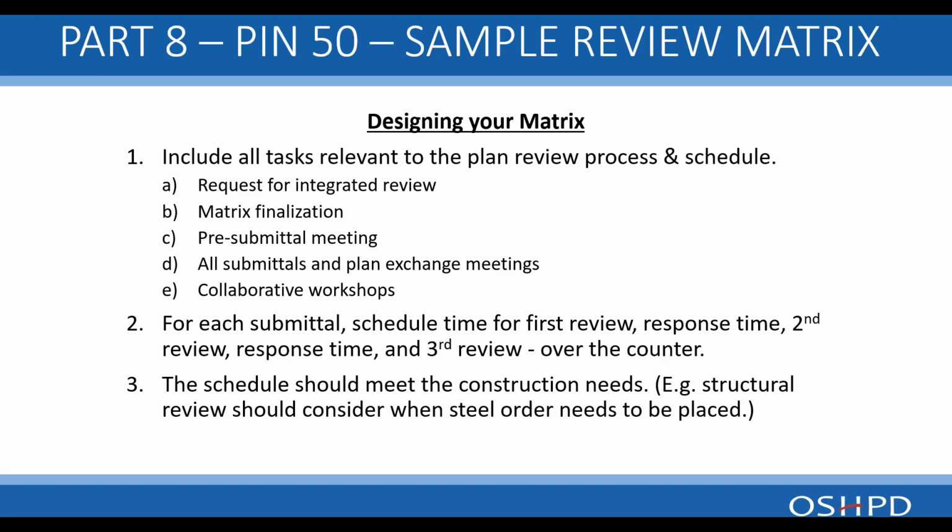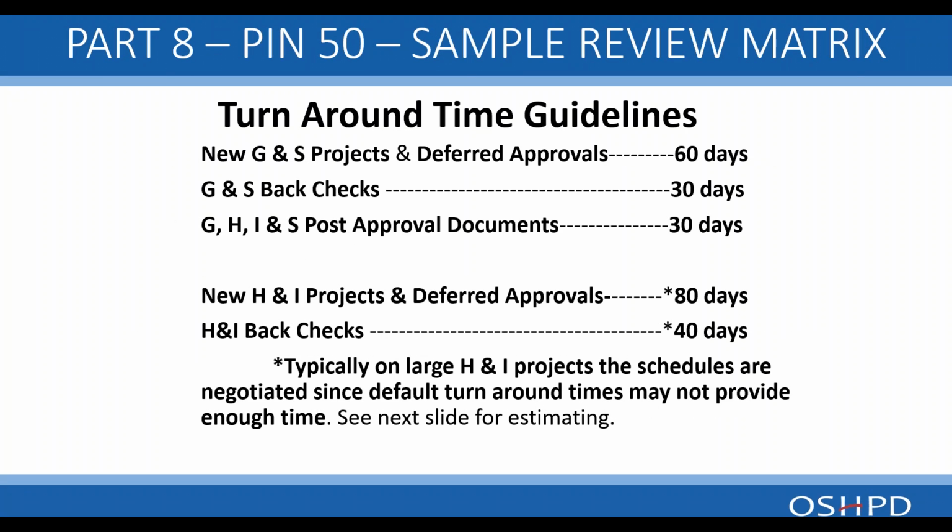Turnaround times determine how much time you need for OSHPD to do their review. These are some older guidelines that we've used for GNS project, GH&I, post-approval documents. Typically, something that doesn't have main structure is 60 days, back checks are 30 days. Something that has main structure is 80 days, and back checks are 40 days. Just as a guide, this varies obviously with what's in the submittal.